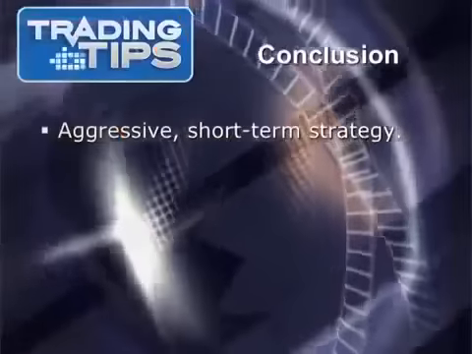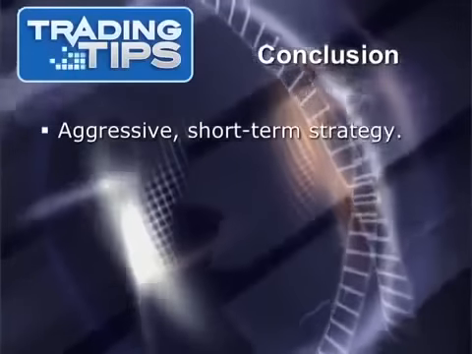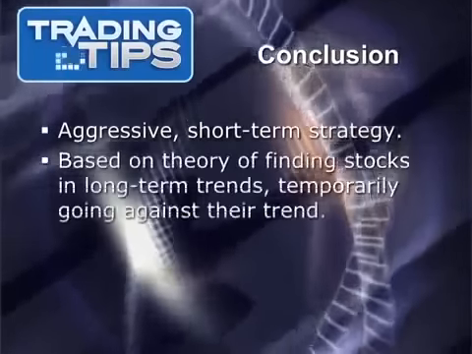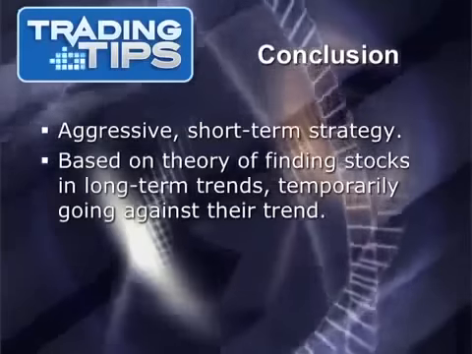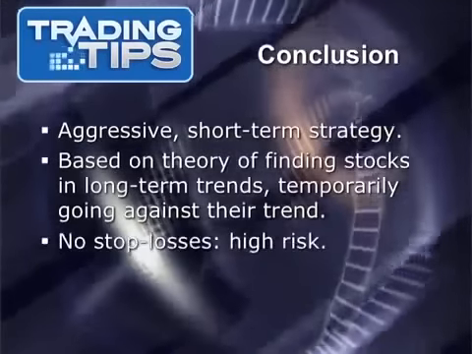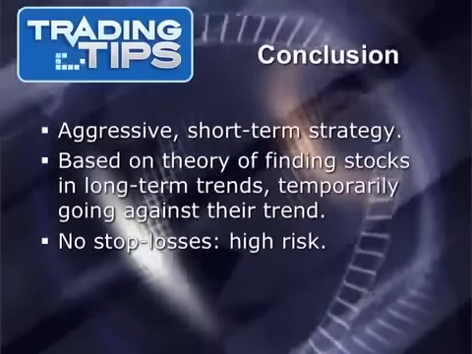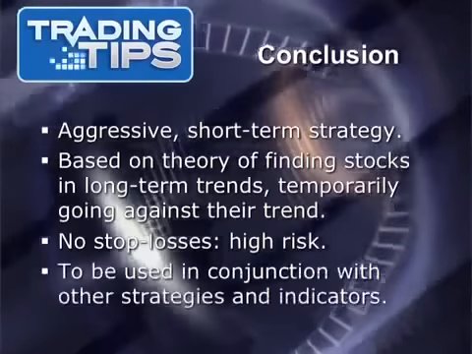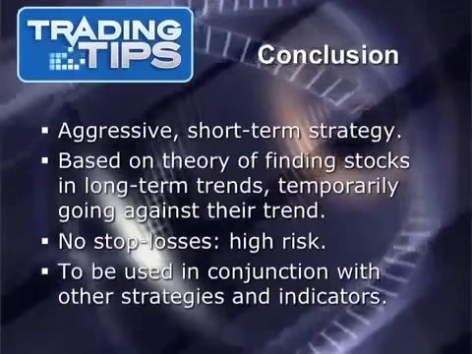In conclusion, RSI 2 is an aggressive short-term strategy. It's based on the theory of finding stocks in a long-term trend that have temporarily gone against that trend. It's not for the faint of heart, particularly with its no stop-loss rule. But used in conjunction with other trading strategies and technical indicators, RSI 2 is unquestionably a worthy tool in your trading arsenal.